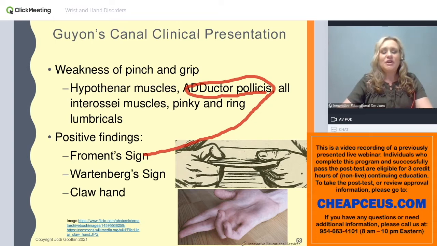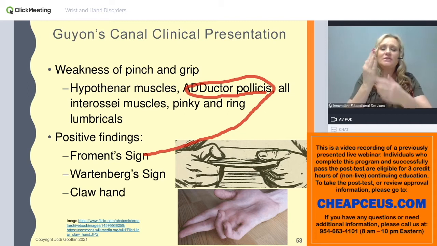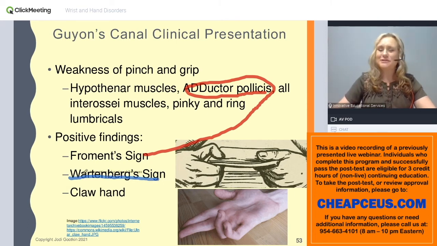Other presentation that you're going to see in an individual with Guyon's canal is they're going to lose innervation to the interosseous and lumbrical muscles. If we look at our PAD and DAB muscles, remember our palmar interossei are going to adduct, our dorsal interossei are going to abduct. So when we look particularly at the pinky and the ring finger, when the patient's hand is just at rest on a surface, Dr. Wartenberg found out that he was supposedly the Sherlock Holmes of neurology of his time.